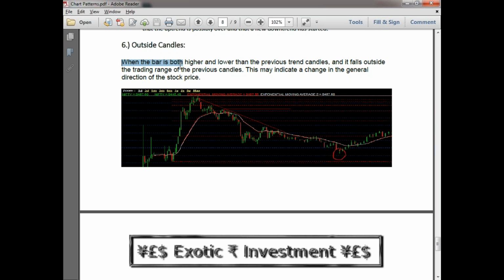What it means is when the bar is both higher and lower than the previous trend candles and it falls outside the trading range of previous candles, it means that it is not even nearby to any of these candles. Okay, its top is right below the bottom of the previous candle. It has not hit any of the candles nearby. So it is outside over here. It is completely outside the range of the previous candles, and its top and the bottom is outside of all these previous candles. Okay, and afterwards what happened, the market reversed.